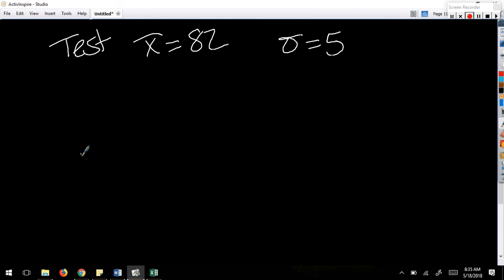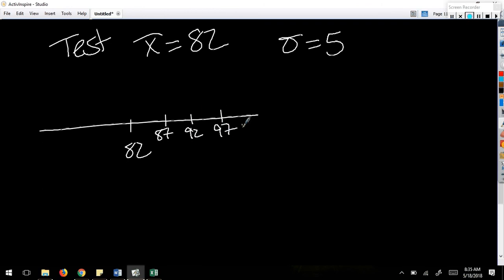If I think about this, here's 82, that's in the middle, right? Plus 5 would be 87. Plus 5 would be 92. Plus 5 would be 97, correct? Minus 5 would be 77. Minus 5 would be 72. Minus 5 would be 67. So that means that 99.7% of the people in this class scored somewhere between 67 and 97.